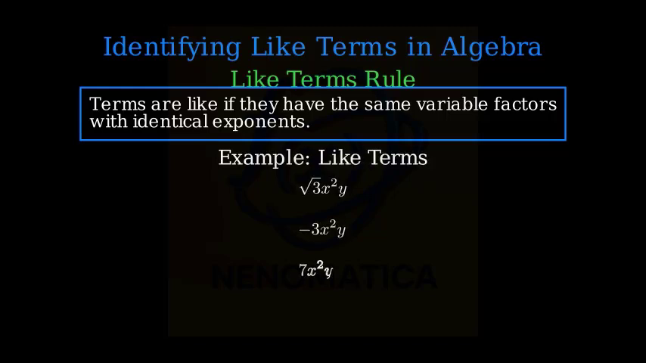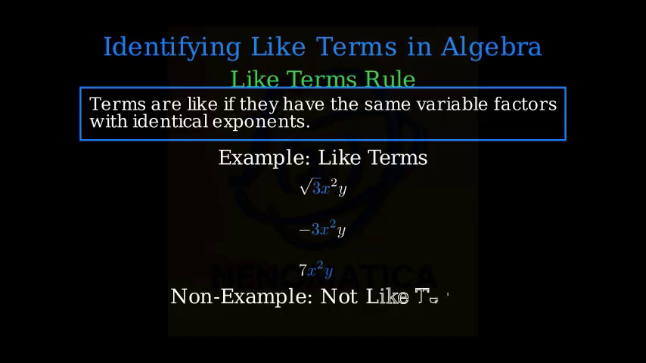The square root of 3 times x squared y, negative 3 times x squared y, and 7 times x squared y are all like terms. Notice that all three expressions have the same variable part, x squared times y. These are like terms despite having different coefficients.